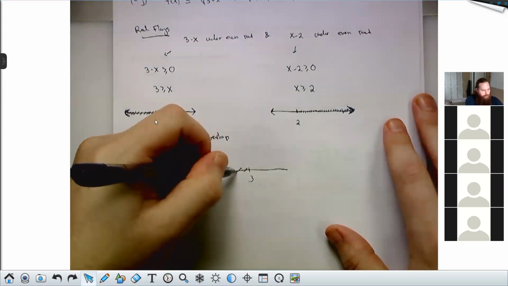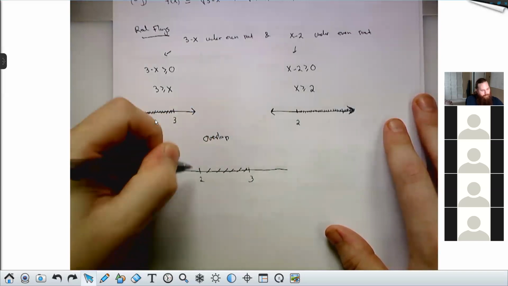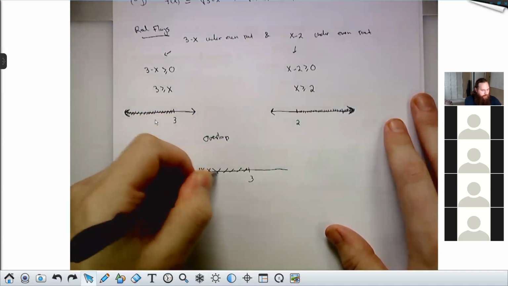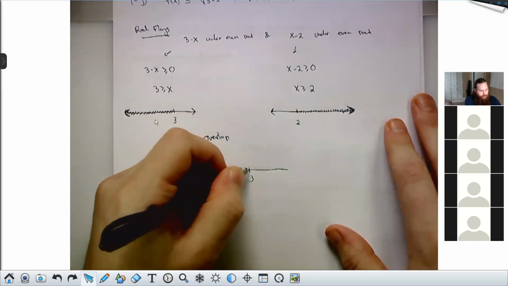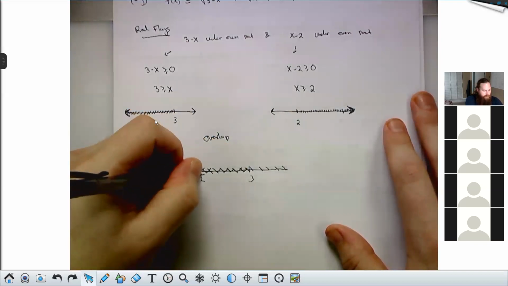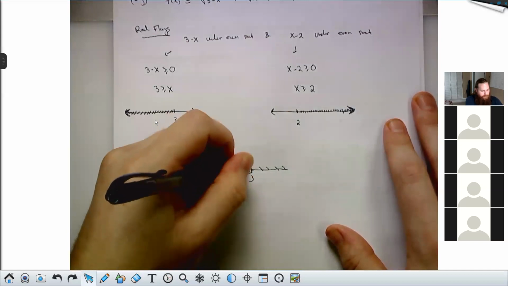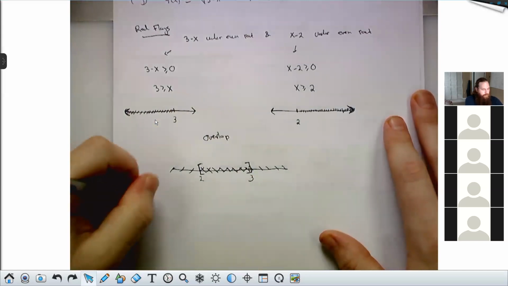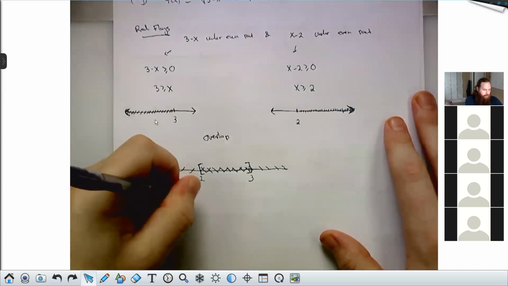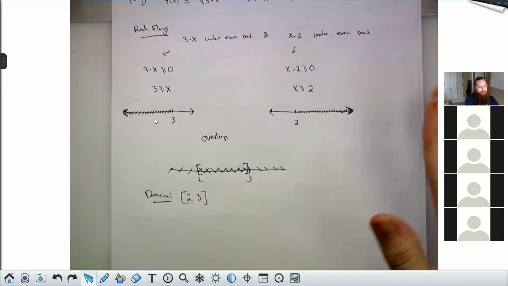is everything smaller than 3, less than or equal to 3, and also greater than or equal to 2. That's this set. So the domain here is the closed interval from 2 to 3. Neat stuff, right?